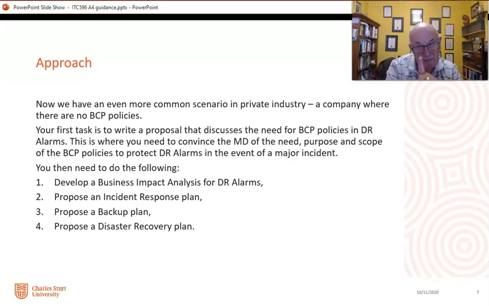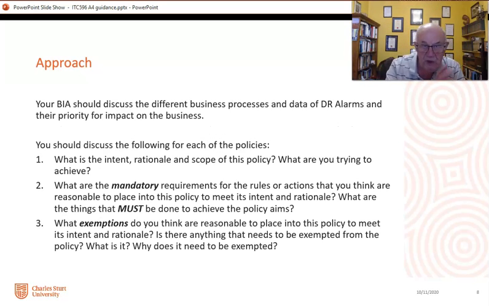Remember, these are proposals and not actual plans, so you don't have to go into fine detail. You've got to propose what you want to do, how you want to do it, and how it can be achieved. So your BIA should discuss the different business processes and data of DR Alarms and their priority for impact on the business. Again, you don't need to go into enormous detail in that BIA, but you should be looking at it to say, these are the different processes, this is the data, this is the stuff which is really important, this is going to have the main impact on the business, and you need to have that analysis done so that it becomes very clear how that's going to work.